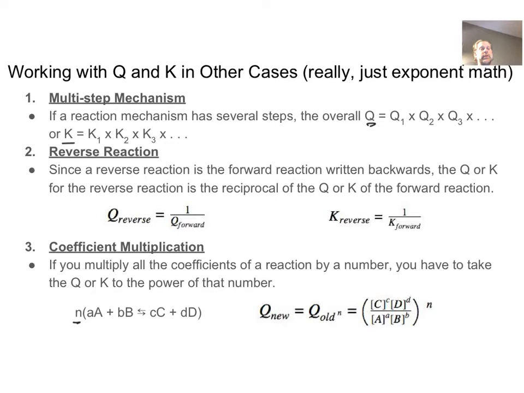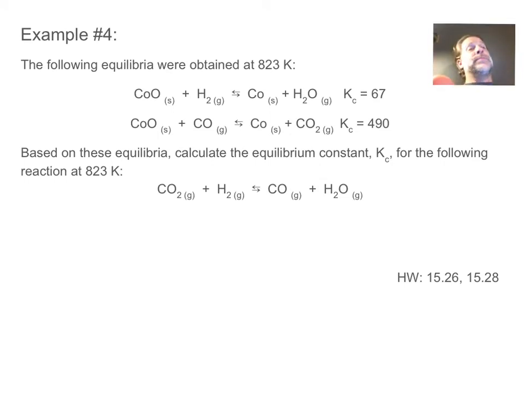So your homework assignment. Here's a reaction that we are going to look at, and it says the following equilibria are attained at 823 Kelvin. We have the Kc value for the first mechanism step, which is 67. We have the Kc value for the secondary mechanism step, which is 490. And it says based on these equilibria, so they are at equilibrium according to that, calculate the equilibrium constant for the following reaction.